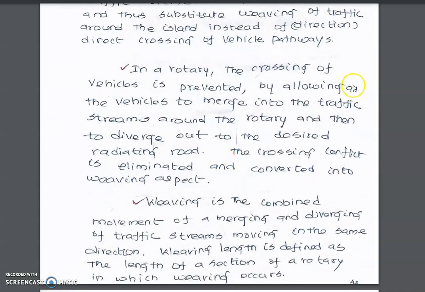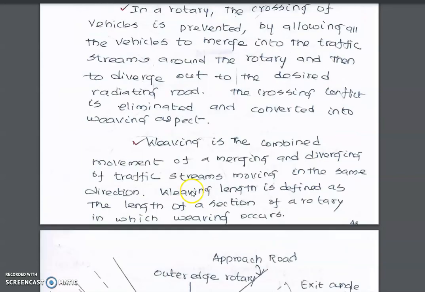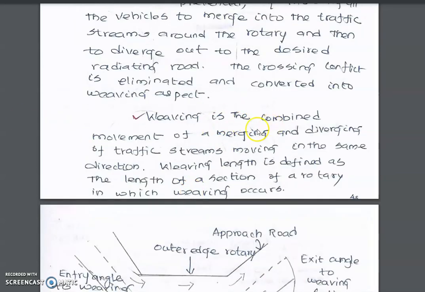So in a rotary, the crossing of vehicles is prevented by allowing all the vehicles to merge into the traffic streams around the rotary, and then diverge to the decided radiating roads. So the crossing conflict is eliminated and converted into a weaving aspect. Weaving is the combined movement of merging and diverging of traffic streams moving in the same direction. The weaving length is defined as the length of a section of a rotary in which weaving occurs.